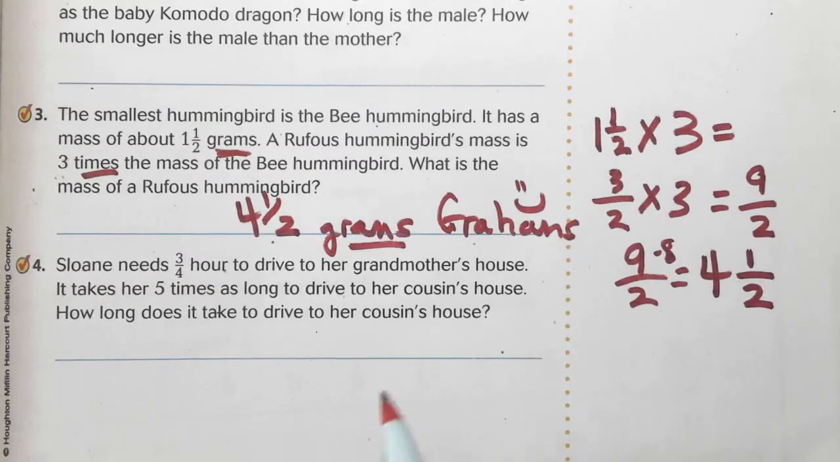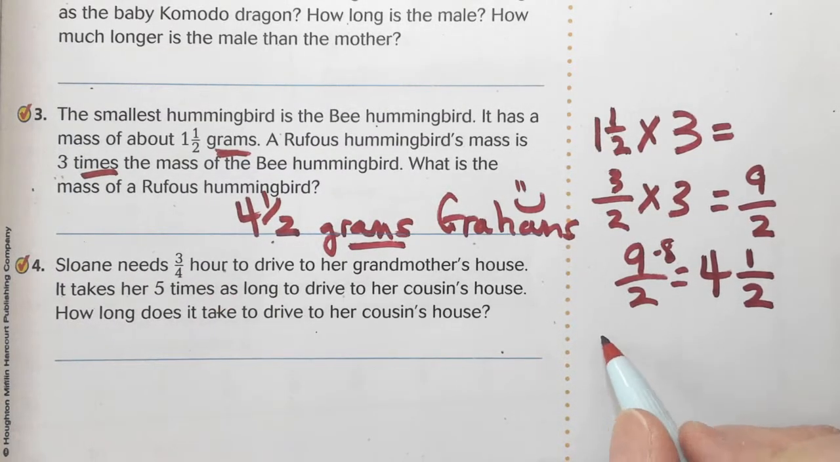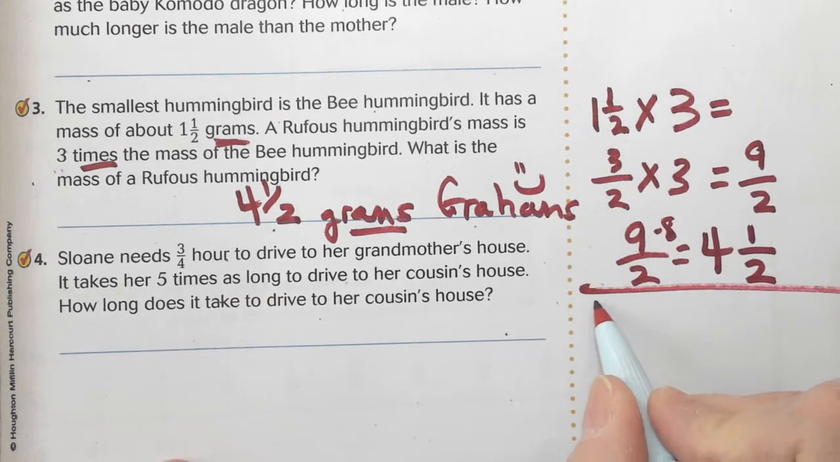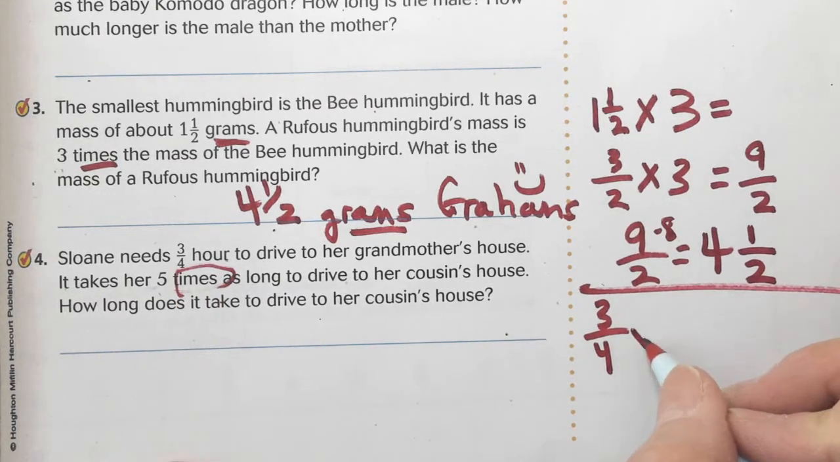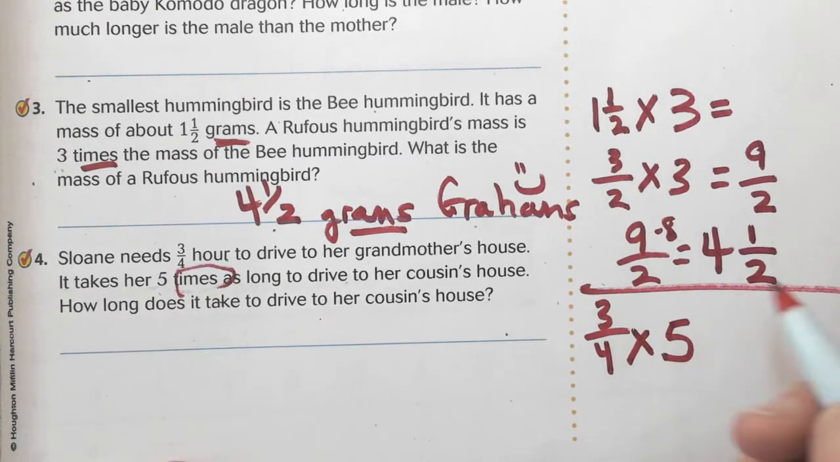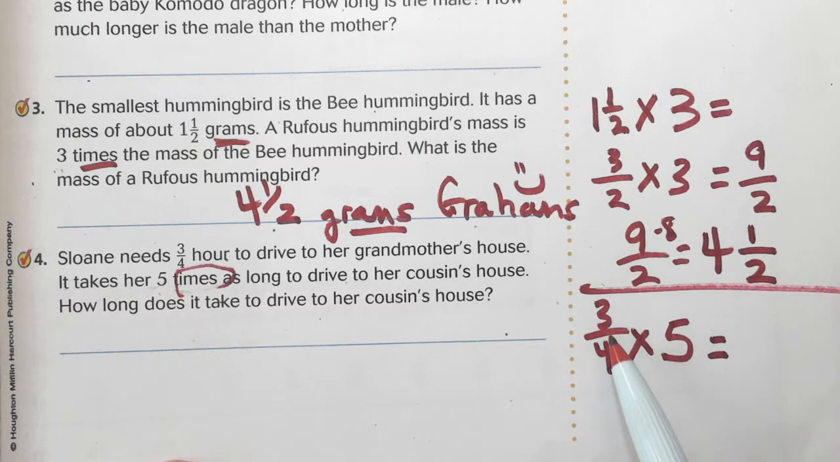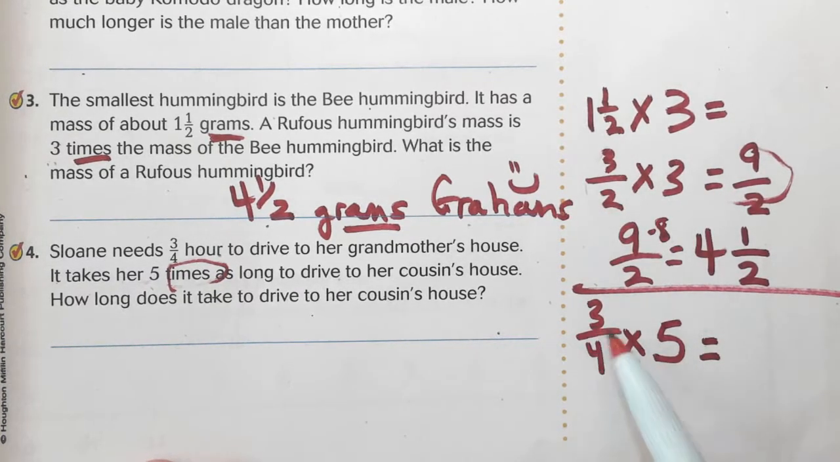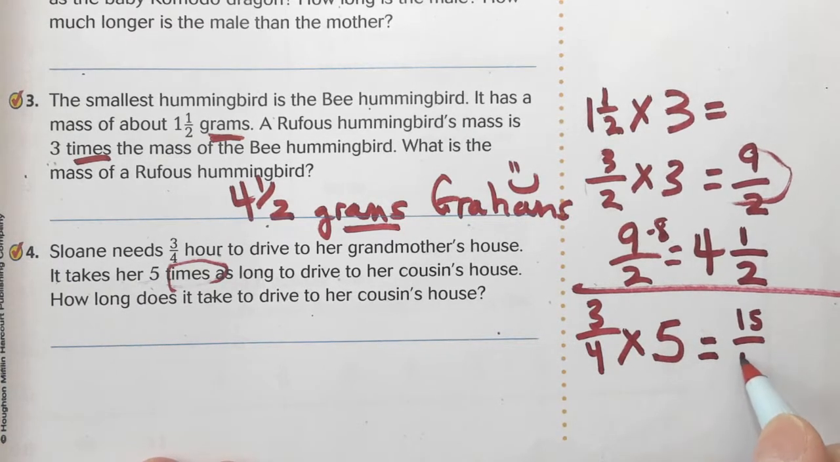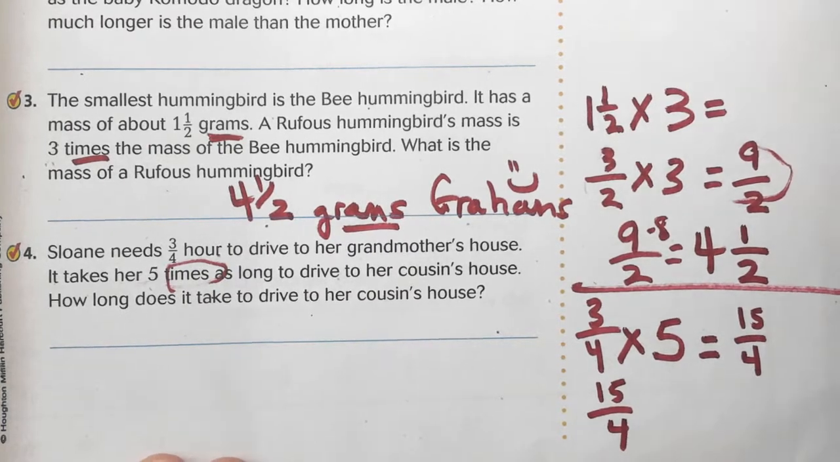All right, our last one today is Sloan needs 3/4 of an hour to drive to Grandma's house. So we start out with 3/4, and it takes her 5 times as long to go to her cousin's house. So we're going to multiply this fraction times this whole number. Well, this is pretty easy to start with because we don't have to change a mixed number to a fraction. It's already a fraction. All we have to do is multiply. 3 times 5, 15. We do have to take this fraction and turn it back into a mixed number.